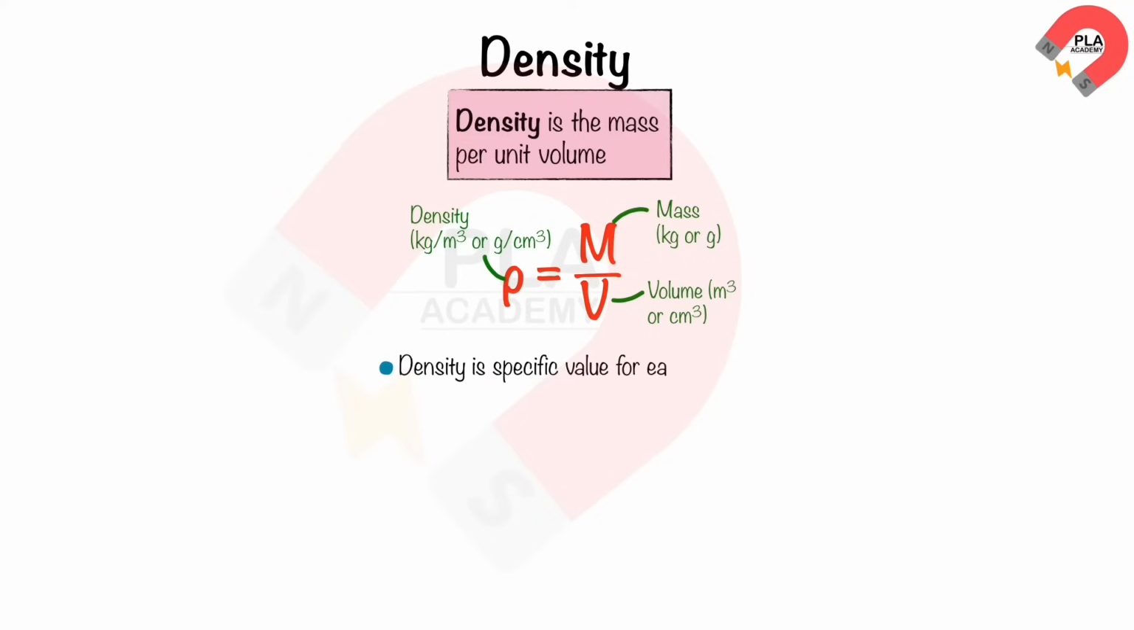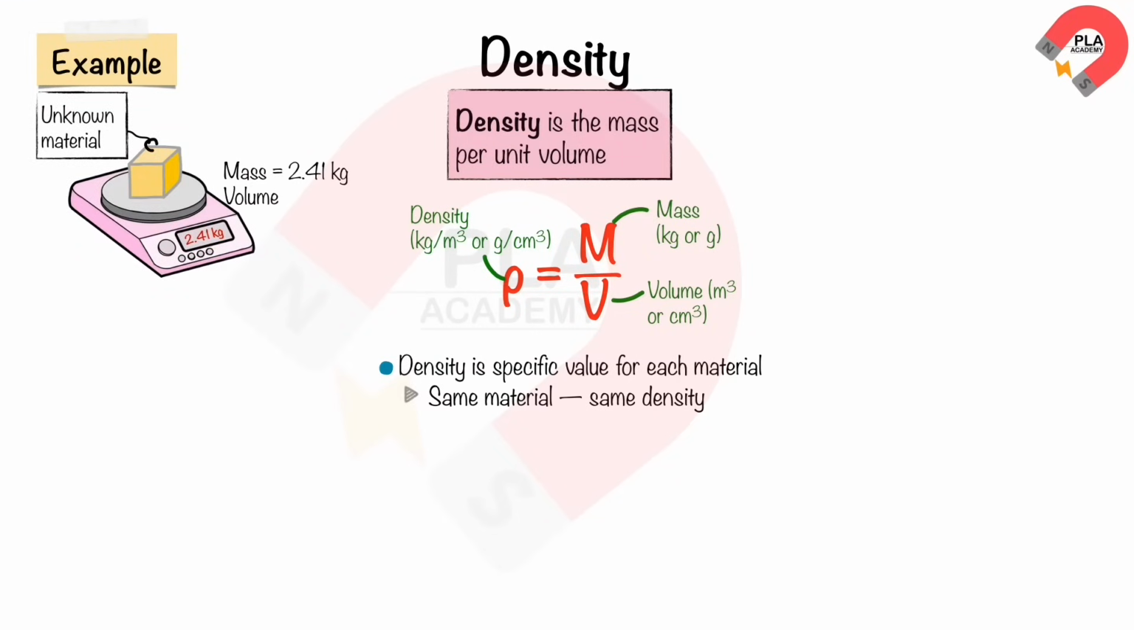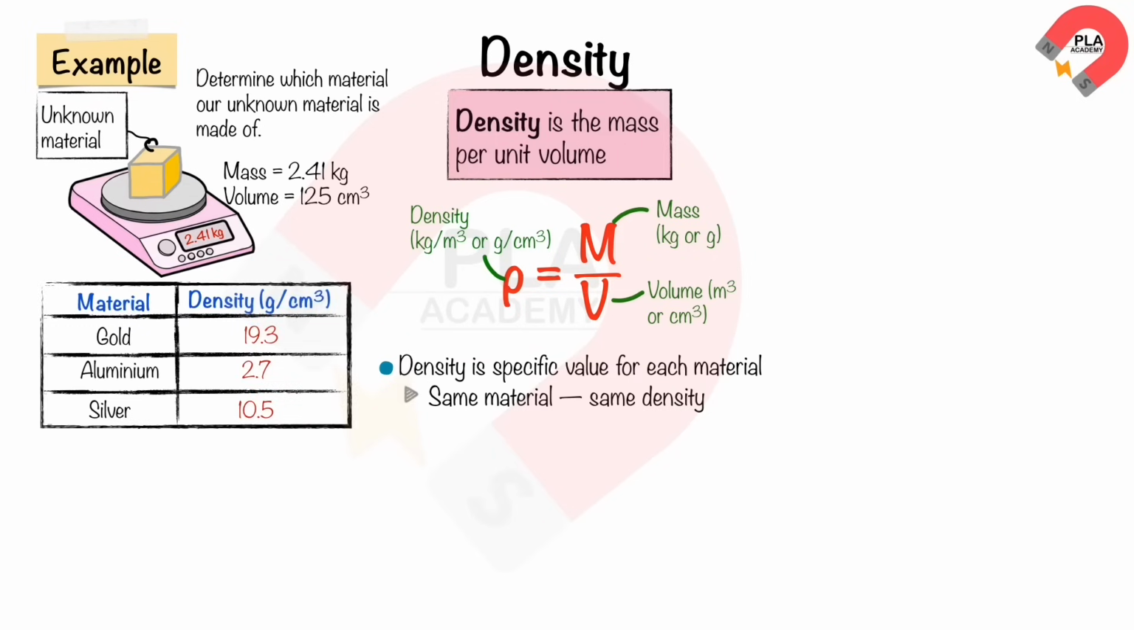Density is a specific value for each material, meaning that the same material will always have the same density. For example, let's say we know an unknown material with a mass of 2.41 kg and a volume of 125 cubic centimeters. To determine which material our unknown material is made of, we know the densities of gold, aluminum, and silver as shown in the table.